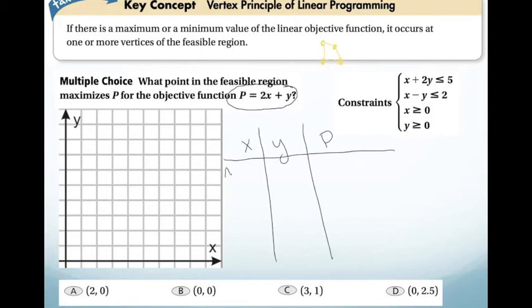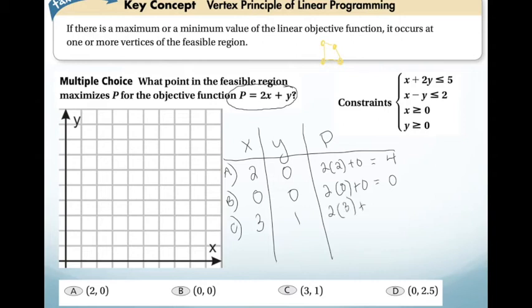So for point A, X is 2, Y is 0. P is 2 times 2 plus 0. I'm substituting into P, and that equals 4. For option B, I'm substituting again 0, 0. So then P is 2 times 0 plus 0, which is 0. For option C, X is 3 and Y is 1. So that's 2 times 3 plus 1, which is 7. And for option D, we have 0 and 2.5. So 2 times 0 plus 2.5 equals 2.5.